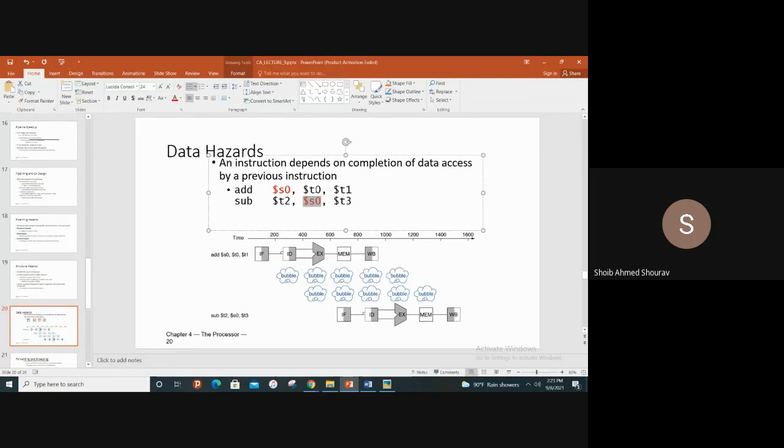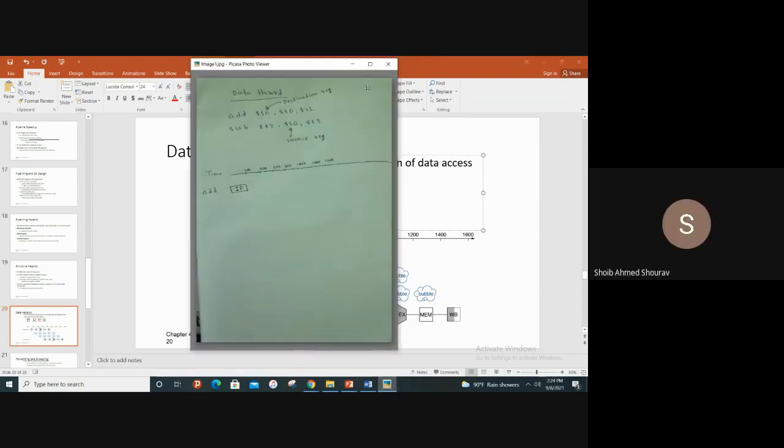Right? For example, $t0 has 2, $t1 has 3. So 2 plus 3 is equal to 5 will be stored in $s0, and we want to read that 5 here. So we want to read this $s0 after this add instruction writes back the result in this destination register, right? Please respond. Yes, sir. To do that, we cannot read this $s0 before add completes this write back, right? Yes, sir. I'm going to show you this in the picture.